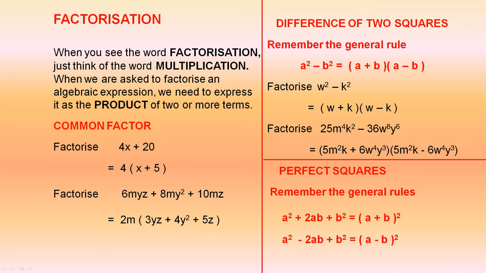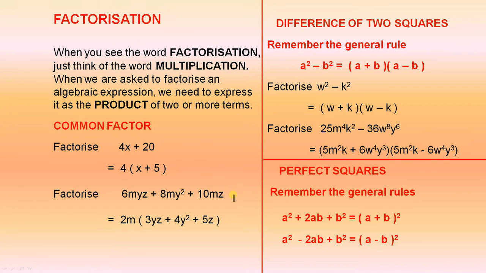The first one is quite simple and it involves a common factor. We're asked to factorise 4x plus 20. So the common factor is 4 because 4 divides into 4 and into 20. So the answer will be 4 outside of x plus 5. And when we expand that, it gives us 4x plus 20.